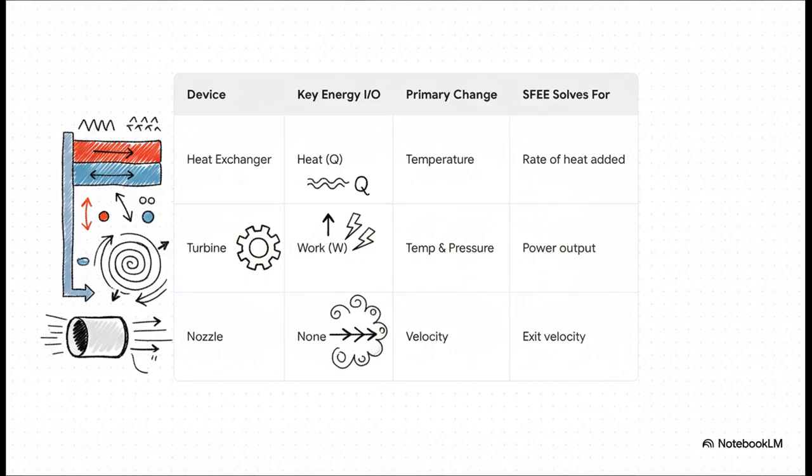Now, for a turbine, the whole point is to get work out of it. The equation looks at the change in enthalpy and tells us exactly what the power output is. And for a nozzle, where the goal is just to speed up the fluid, the SFEE tells us the final exit velocity. See? It's the same equation every time. We just focus on different parts to solve for what we actually care about for each machine.